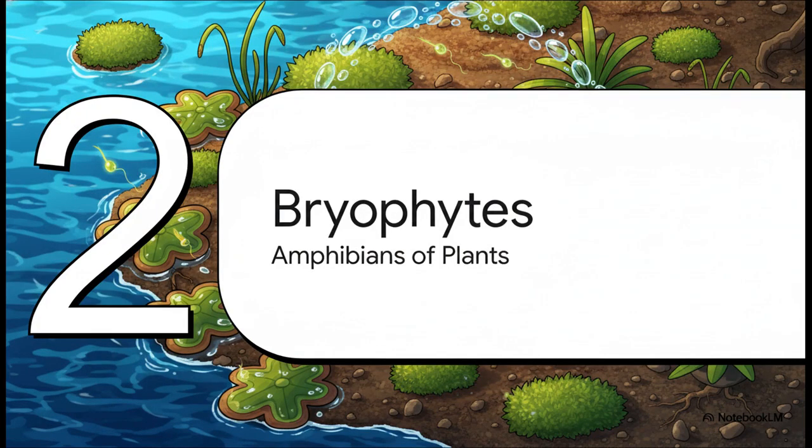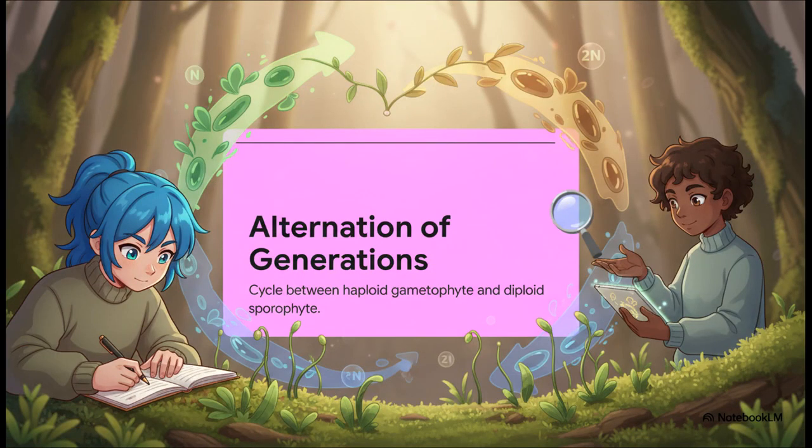Moving out of the water and onto the muddy edges of the land, we hit level 2, bryophytes. You'll often hear these referred to as the amphibians of the plant world. Now, while they managed to survive on terrestrial soil, they still had a massive, critical survival problem. Their male gametes literally had to swim through a layer of moisture to reproduce. To understand how they function, we have to look at their bizarre, almost alien life cycle, which is known as the alternation of generations. In bryophytes, the haploid gametophyte is the dominant independent parent phase of the plant.